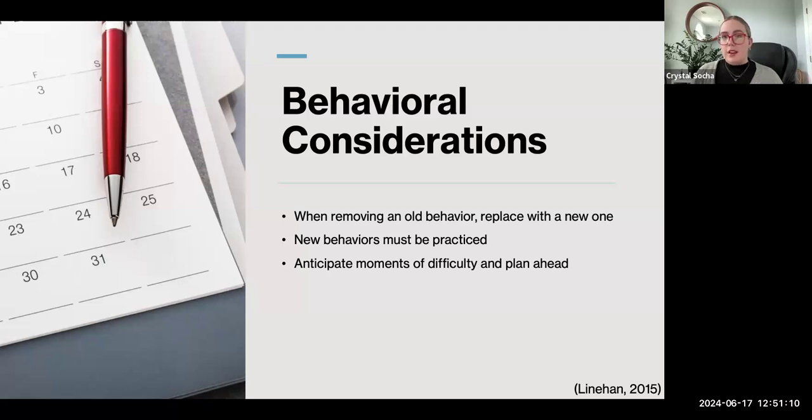If you are someone that works with a client who lives across from a liquor store, maybe you're thinking about how to plan ahead instead of going straight into the liquor store. Perhaps this person could take a left and go a different path to the location that they need to. Or perhaps they might call a friend for support if they know that this environment will be triggering for them.